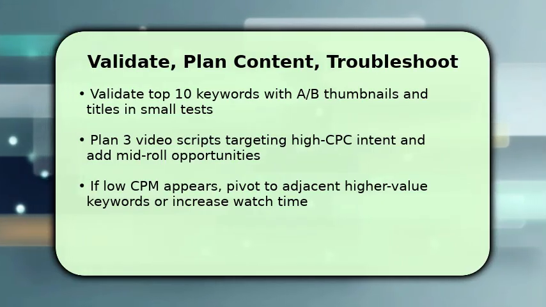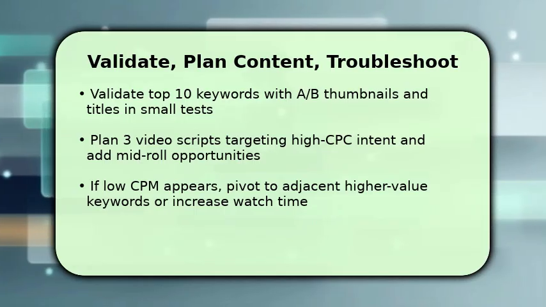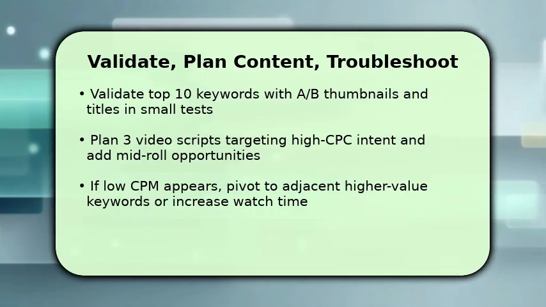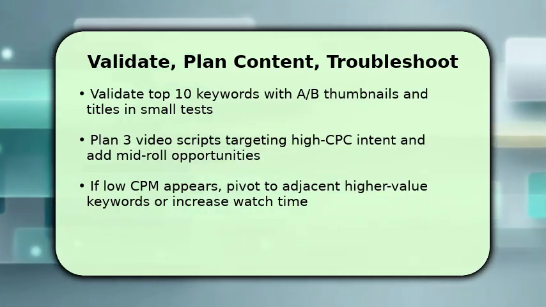Run small tests with A/B thumbnails and titles to confirm click-through and watch time signals. Then outline 3 video scripts focused on strong commercial intent, placing mid-rolls where engagement stays high. Make sure to optimize metadata for chosen keywords and include product or topic-specific terms to attract advertisers.